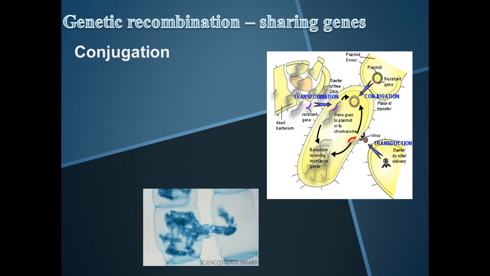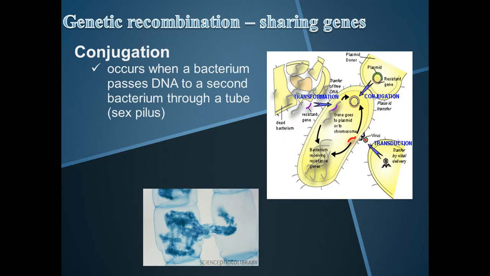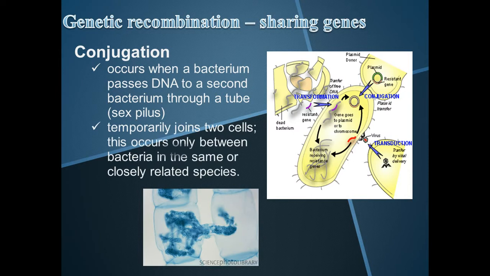Here you see a photo of conjugation. This occurs when a bacterium passes DNA to a second bacterium through a tube called a sex pilus. You can see right here, there would be a tube connecting them, or you can see in the actual photo, the tube connecting the two. The DNA gets passed from one bacterium to another. This temporarily joins the two cells, and it only occurs between bacteria in the same or closely related species. So two unrelated bacteria could not have conjugation.